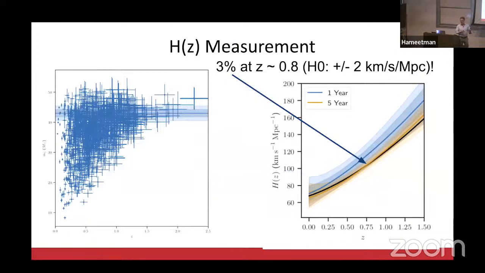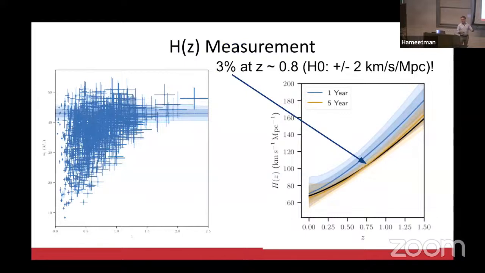Now, you don't measure the Hubble constant directly. People often say, oh, you can measure the Hubble constant this way. It's true that you can, but it's not actually optimized for measuring the Hubble constant because most of your black hole mergers are not local. They're out here at redshift 0.5, 1, 1.5. So in this particular setup, we measure the Hubble constant to 3%, or the expansion rate to 3% at redshift 0.8. But that's fine.